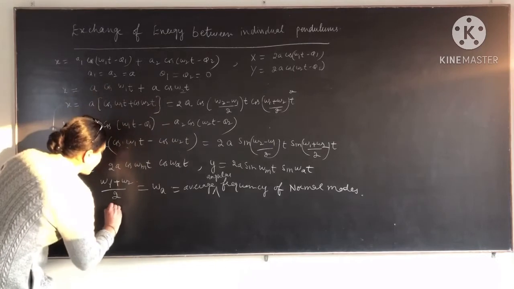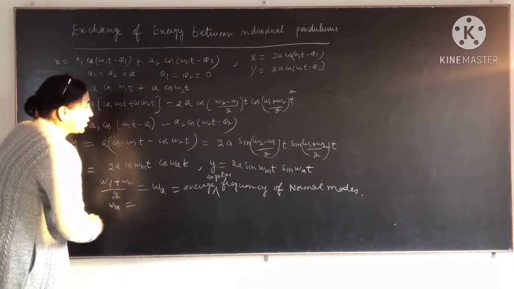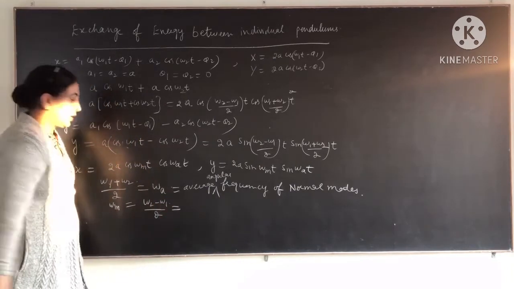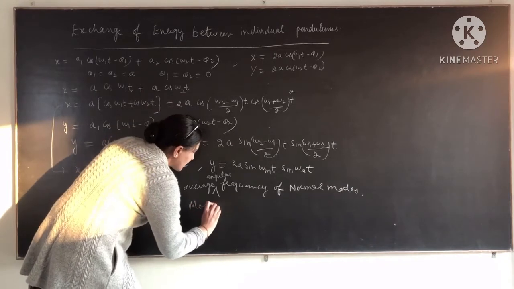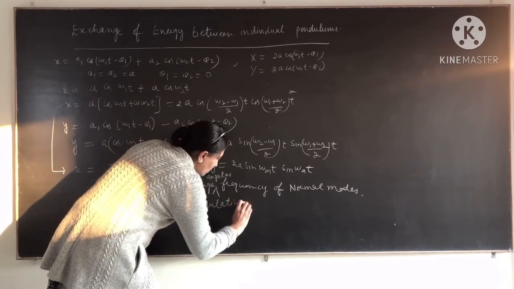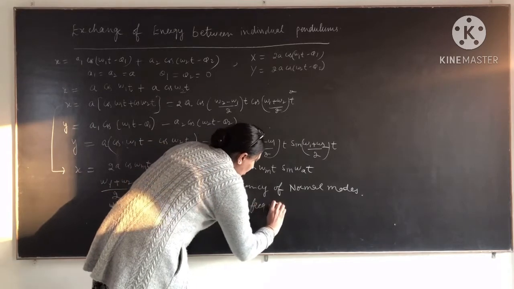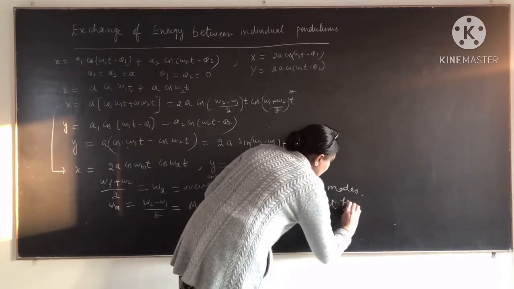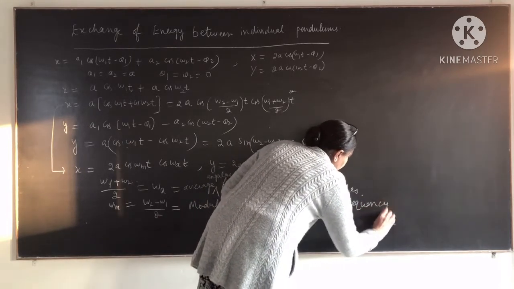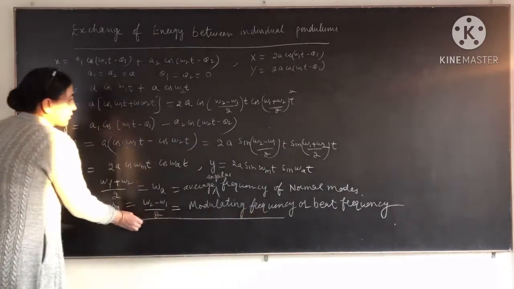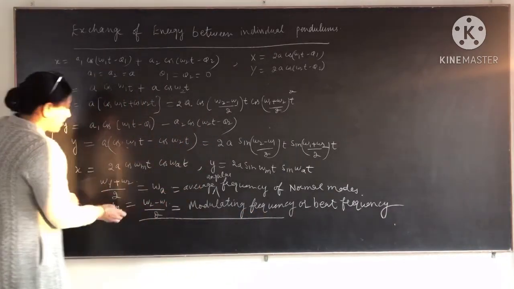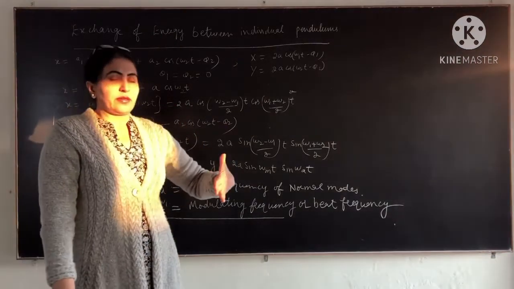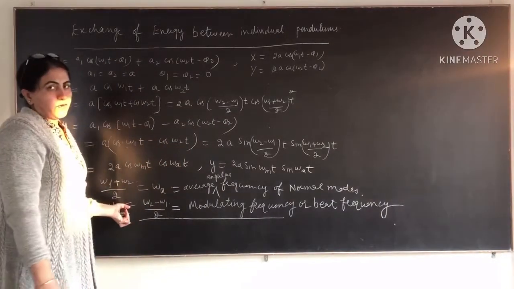And what about omega m? Omega m is equal to (omega 2 minus omega 1)/2. This is the modulating frequency. This is very important. Modulating frequency, or it is also called beat frequency. This is the modulating frequency, omega m. With this frequency, omega m, the amplitude is oscillating sinusoidally.